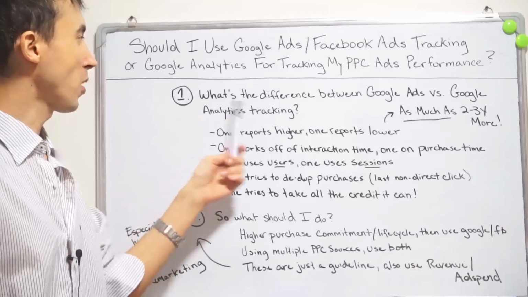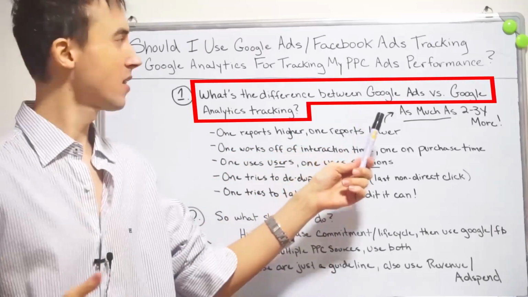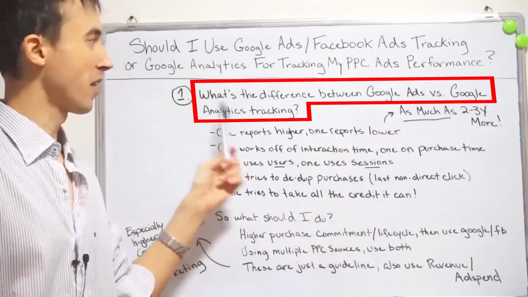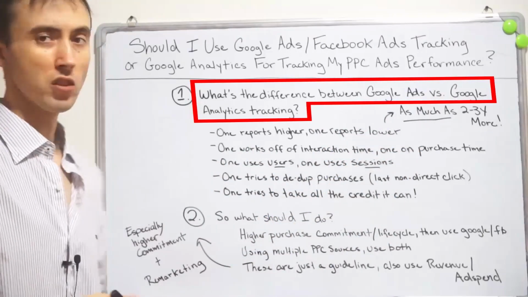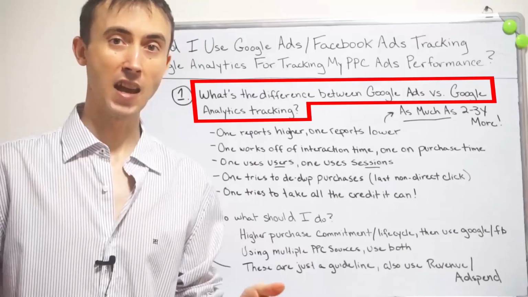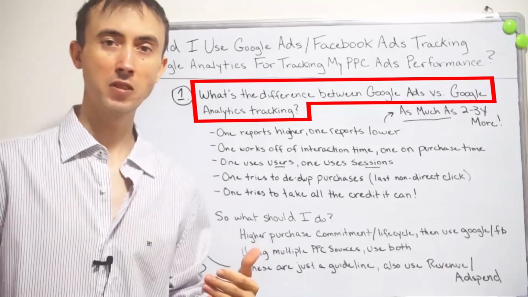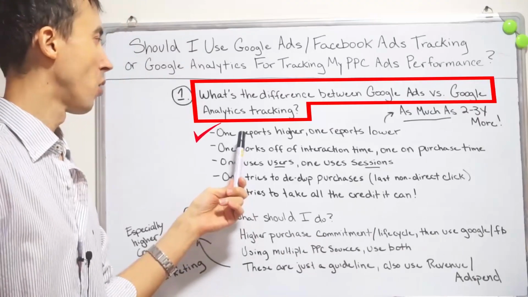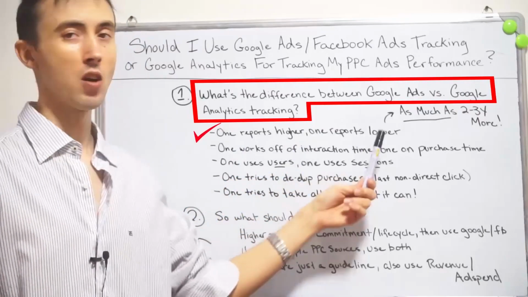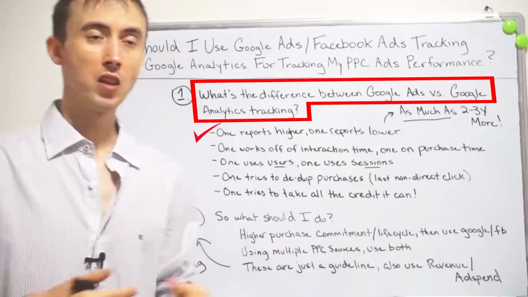So the first thing is, what's the difference between Google Ads and Google Analytics tracking? And you could replace Google Ads with Facebook ads. There are quite a few differences, actually. Technical differences and non-technical. The non-technical one is that one reports higher and one reports lower almost every time.